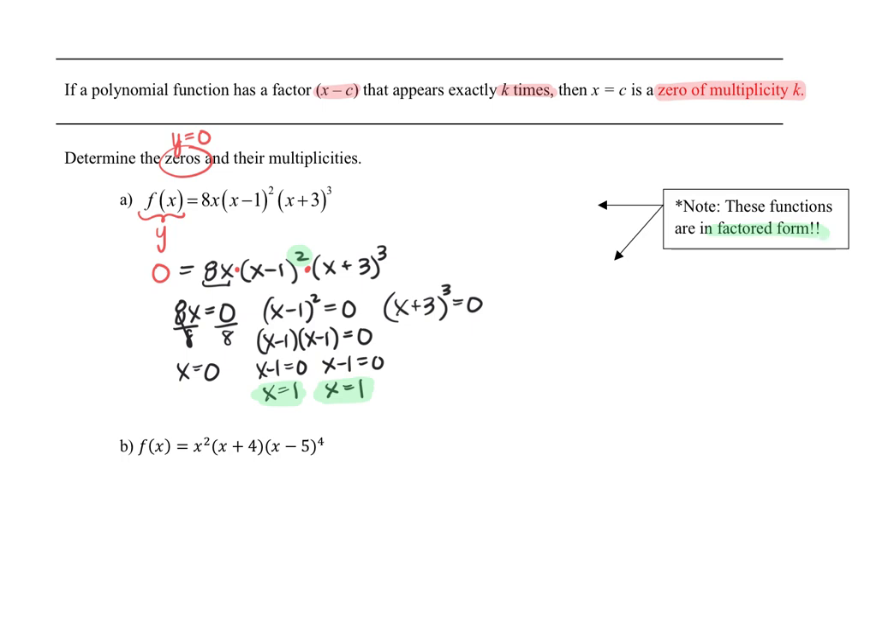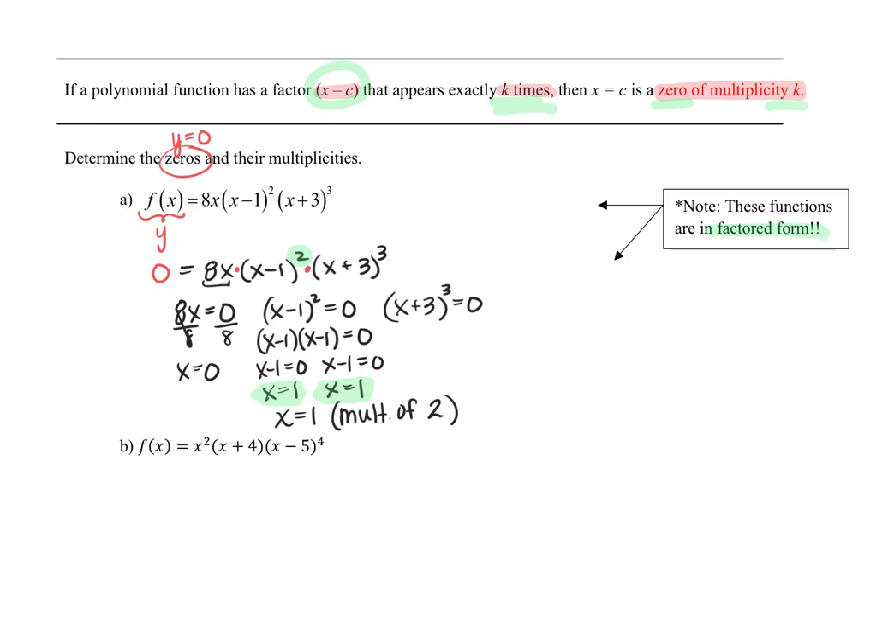So going back to our definition up here, it says if we have a factor of x minus c that appears k times, so in this example, our factor appeared twice, then that means we have a zero with a multiplicity of k. So this is going to be a zero that has a multiplicity of 2. So we could say x is equal to 1, and then if you wanted to put in parentheses after it, multiplicity of 2 to show that this appeared twice. That's one way that you could denote that.